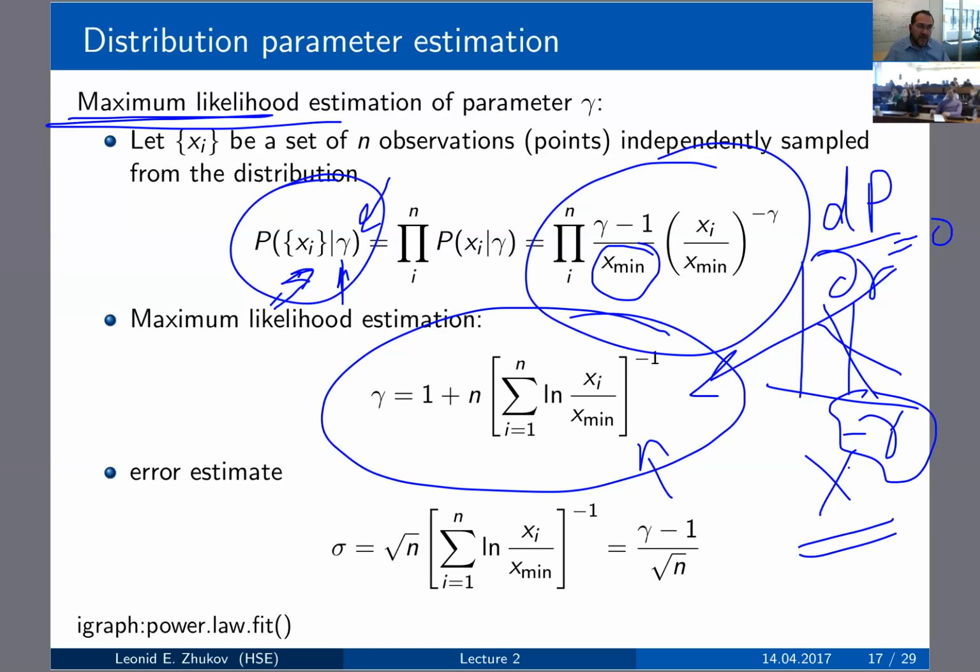But again, the good news is you don't really have to do all this computation yourself. Within iGraph, there is a function called power law fit, and that function can either automatically determine x min for you, or you can provide x min, and it will compute this value gamma. So you give it the data, you get back the gamma. Now, you could actually do it by hand, right?